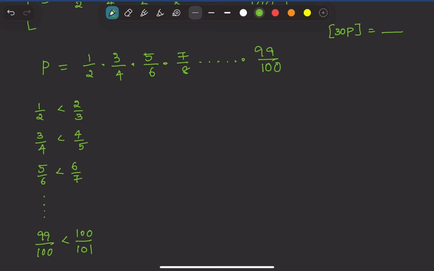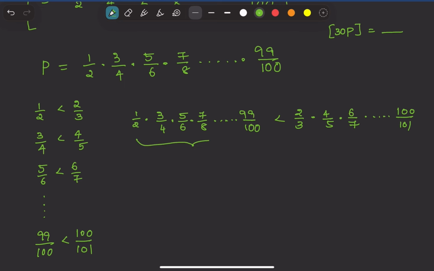Now I'll combine all these inequalities. I'll multiply all of them. On your left hand side, you will have 1 by 2 multiplied by 3 by 4 multiplied by 5 by 6 multiplied by 7 by 8 and so on up to 99 upon 100. This is less than 2 by 3 multiplied by 4 upon 5 multiplied by 6 upon 7 and so on up to 100 upon 101. Now this is simply your P. So this is P less than.